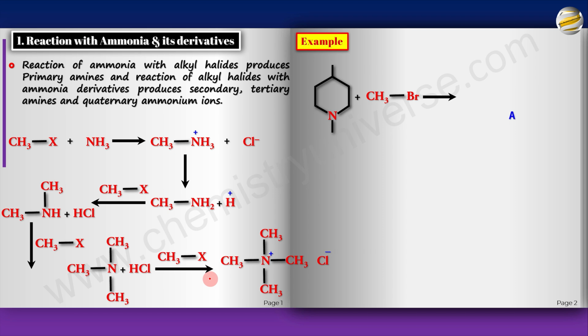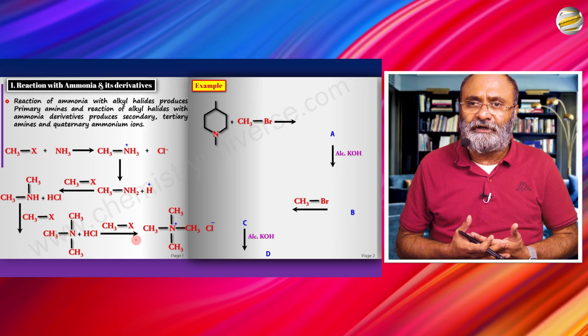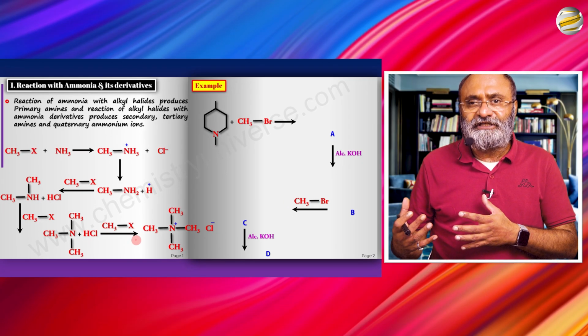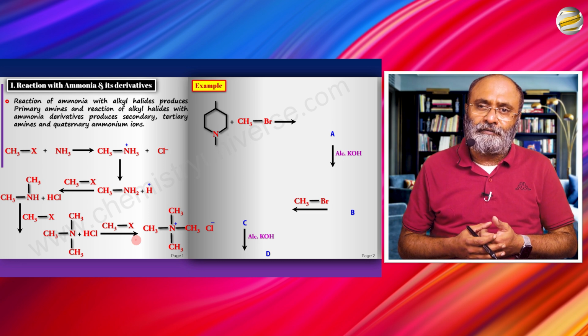Now this A reacts with alcoholic KOH to form B. The B reacts with another mole of CH3Br to give C. C again reacts with alcoholic KOH to give D. You have to figure out A, B, C, D. And as is the usual custom, you have to pause the video now, find out all these products, then play back the video to check whether your answer is right or wrong.